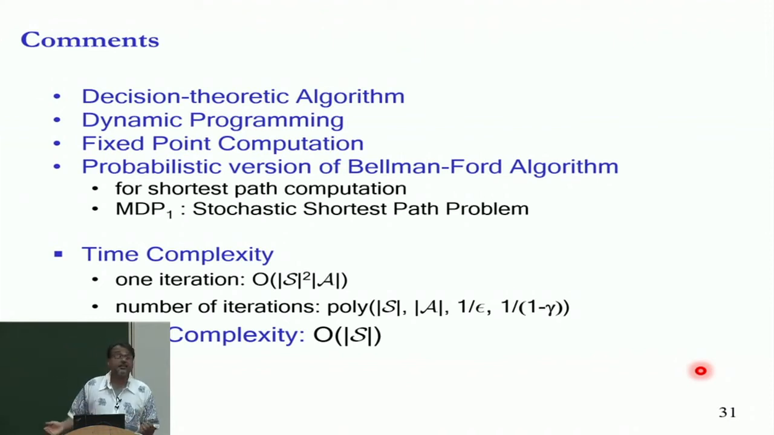It is also a dynamic programming algorithm. Why? Because at every point we have the n-1 value function that we have stored, and we are using it to compute the nth approximation. Therefore, it is a dynamic programming algorithm. It is also one way to achieve fixed point computation.